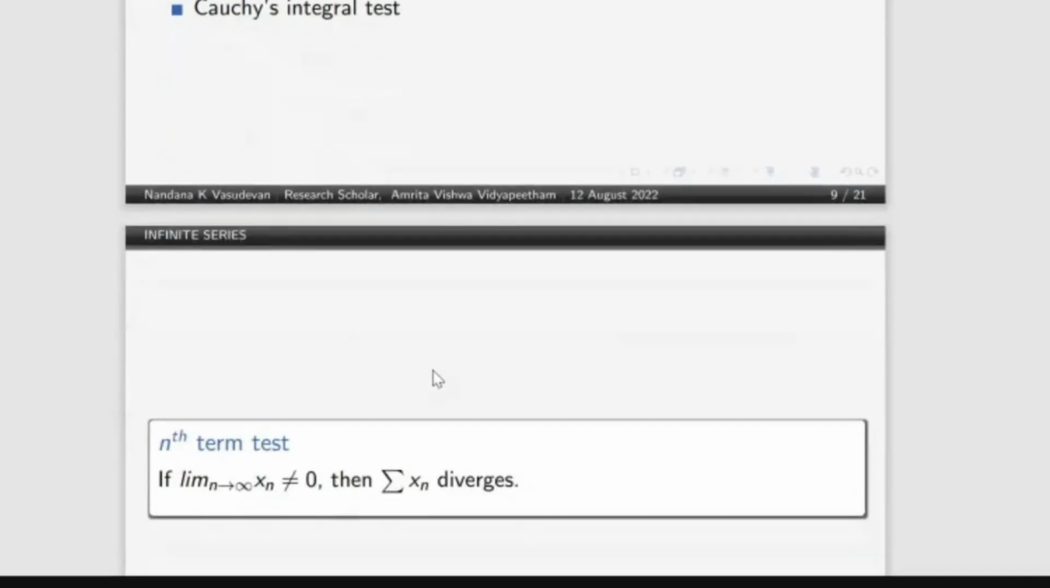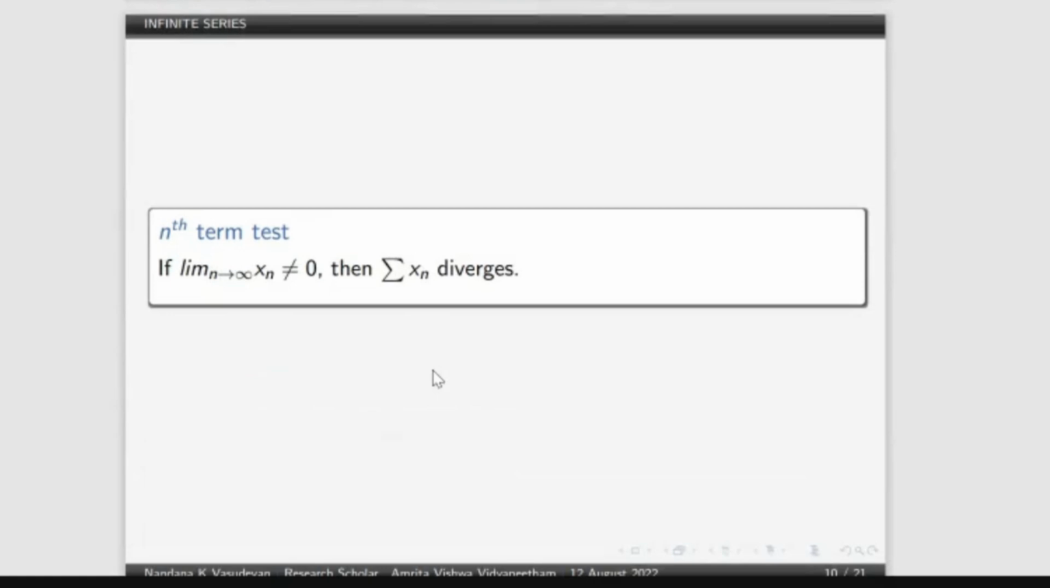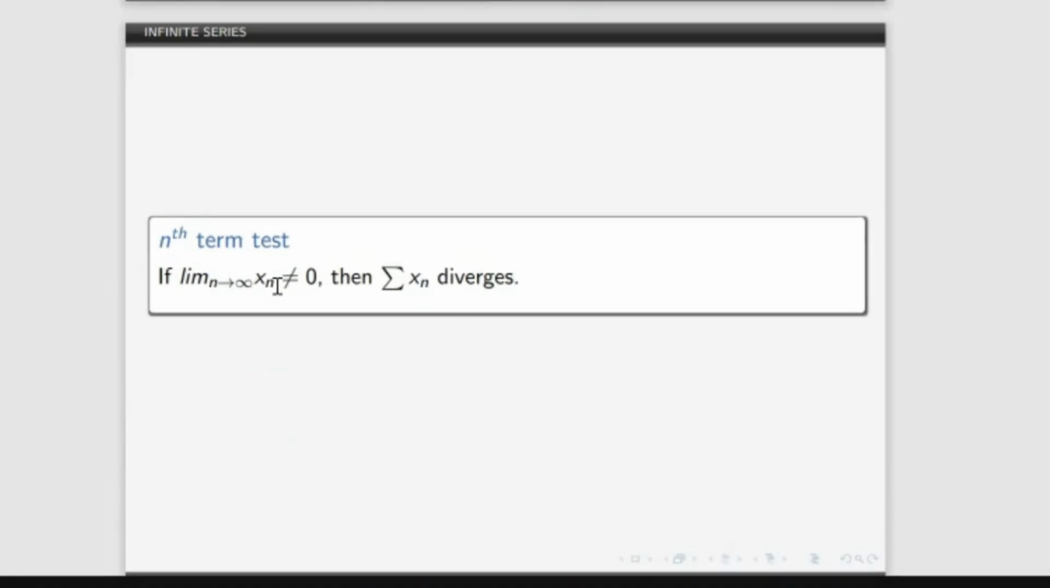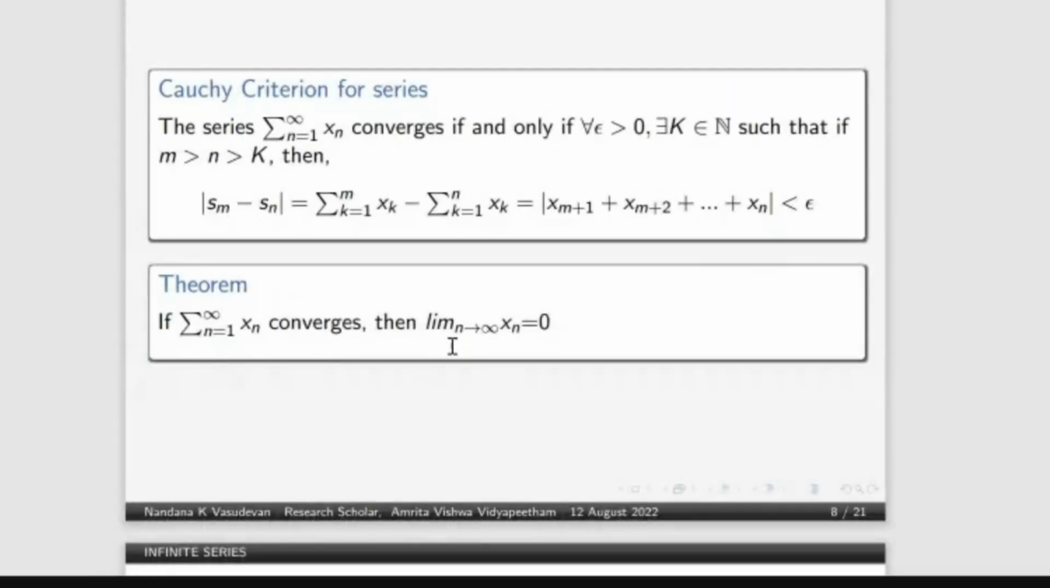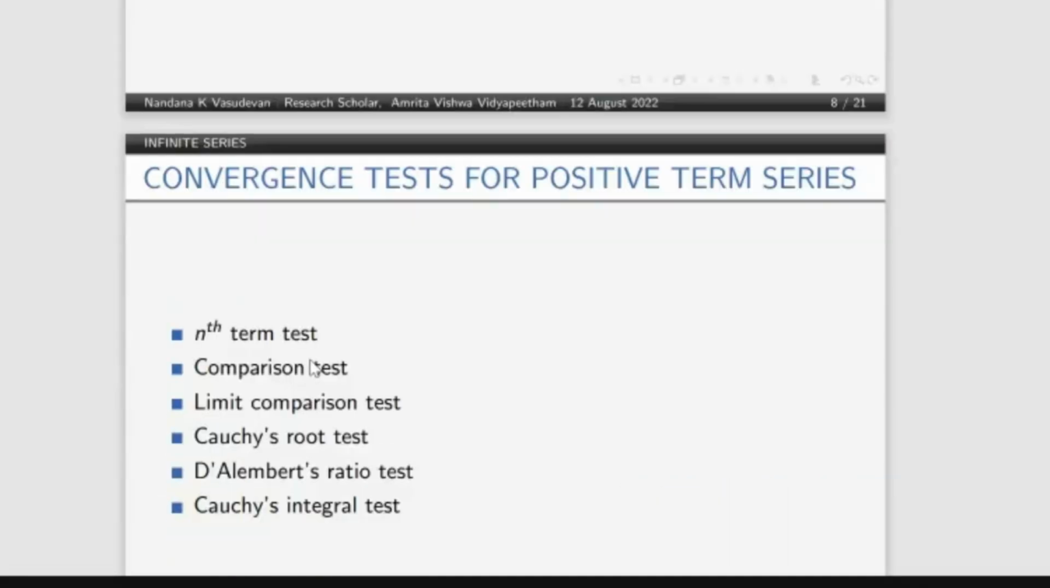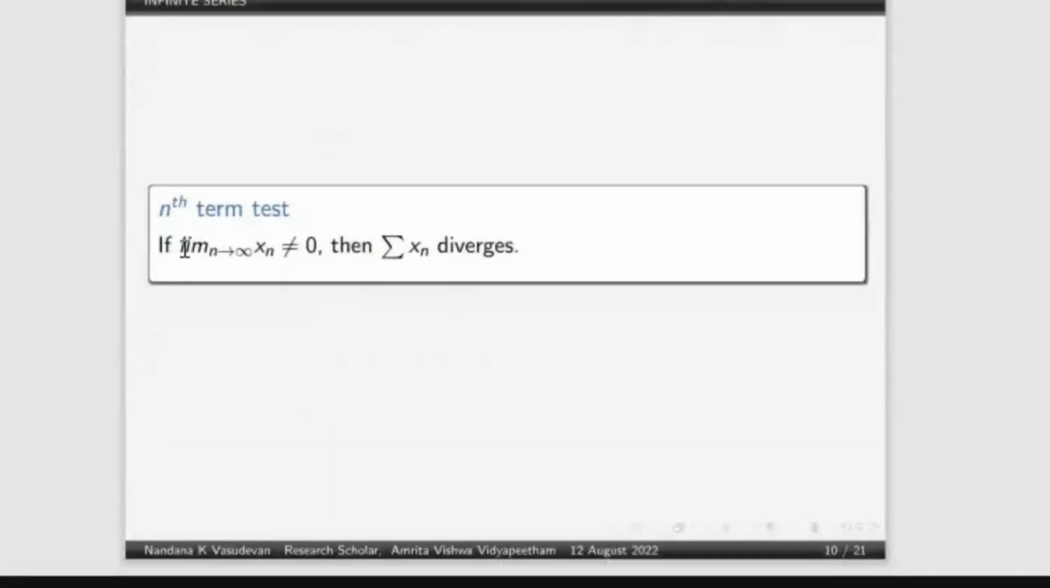So the first one is the nth term test. This is almost like the contrapositive statement of the theorem we have told just now, right? We have said that if the series xn converges, then the limit of the terms is 0. So I'm taking the contrapositive of the statement, that is, if the limit as n tends to infinity of xn is non-zero, then the series xn does not converge. So that is my nth term test, right?